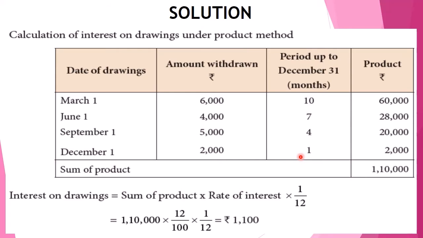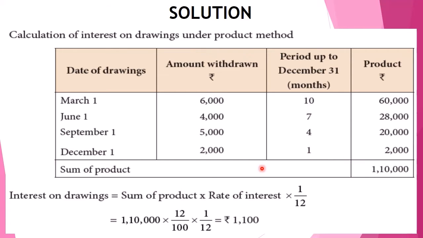Now comes the calculation. What we have to do here: 6,000 into 10. That is the product we are finding. That is 60,000. 4,000 into 7, that is 28,000. 5,000 into 4, that is 20,000. 2,000 into 1, that is 2,000. So what's the total? Total is 1,10,000. This is the sum of the products.